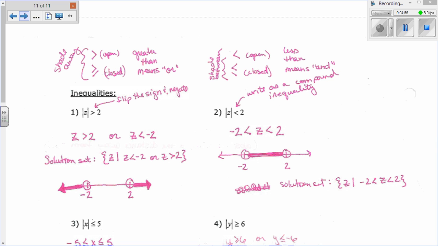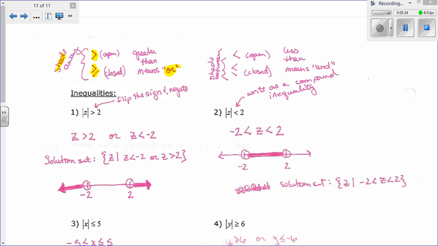Alright, this is the back side of the notes. I have put some information up here along the top to help you out. If you have a greater than sign, or greater than or equal to, you would have open circles for greater than and closed circles for greater than or equal to. Greater than means the word or. It's this or that happens.